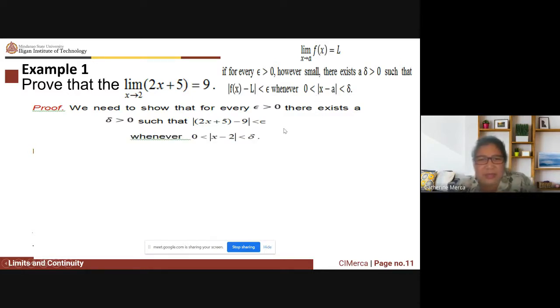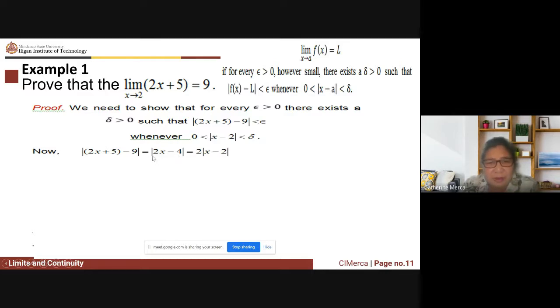And how do we do that? We try to go backwards. So, we consider the following. 2x plus 5 minus 9. So, ito yung prove natin, di ba? 2x plus 5 minus 9, saan nagaling itong 2x plus 5 minus 9? Yung function ninyo, minus L. 2x plus 5 minus 9 is equal to 2x minus 4, because we can simply operate on this. What is 5 minus 9? It's equal to negative 4.